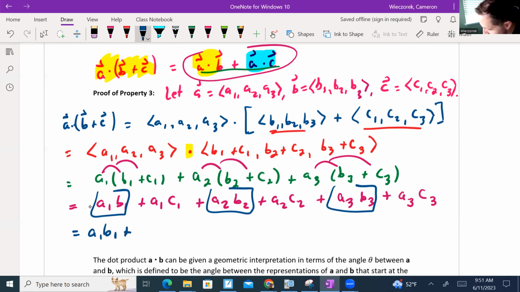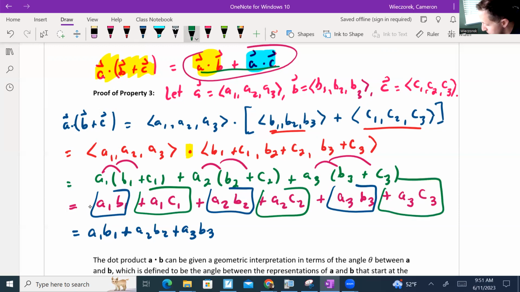I can move the order of the addition around. It's just numbers. A2, B2 plus A3, B3. And in green, I'm going to do the other ones. Anything with A's and C's, I'm going to combine together and group together. Plus A1, C1 plus A2, C2 plus A3, C3.